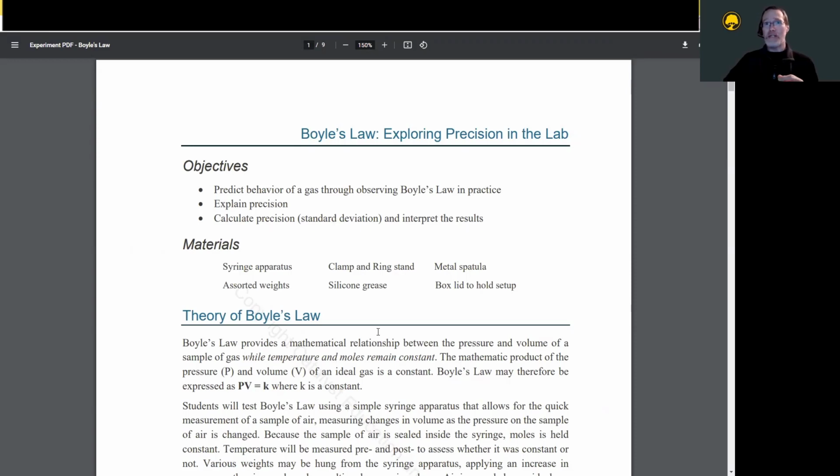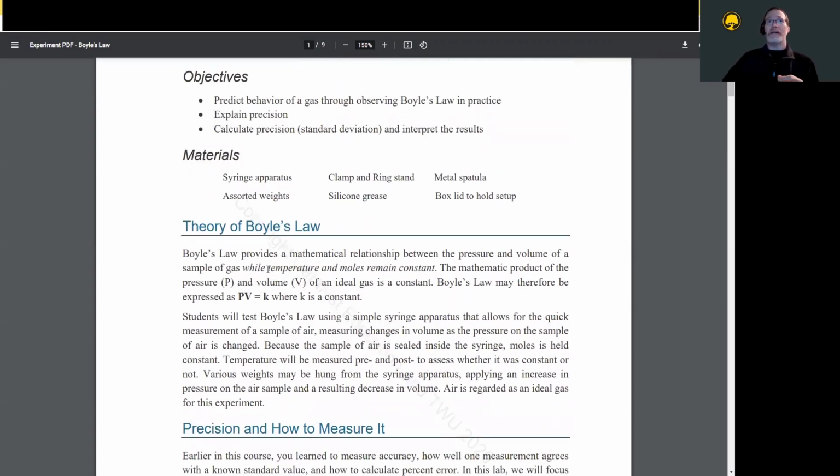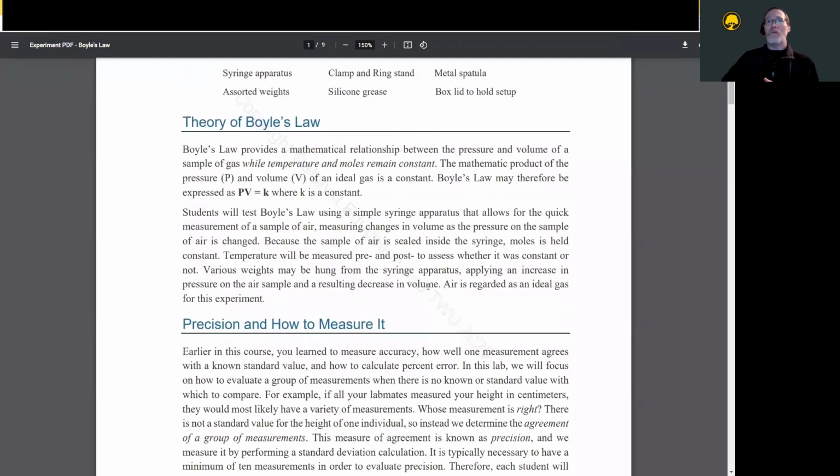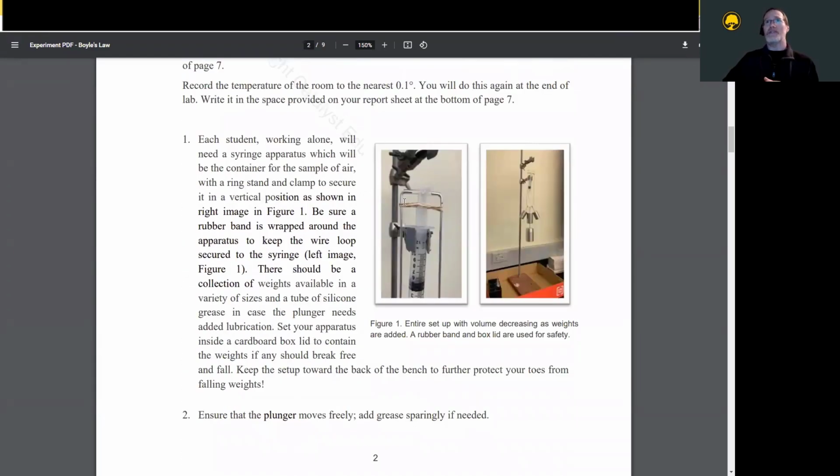So it explains Boyle's Law here, that as long as the temperature and the amount of gas remain constant, P times V is a constant. Okay, so we're going to test it. The way that we're going to test it is using a device like this, which is just a simple syringe set to a given value. In this case, we start it with a value of 5 milliliters.